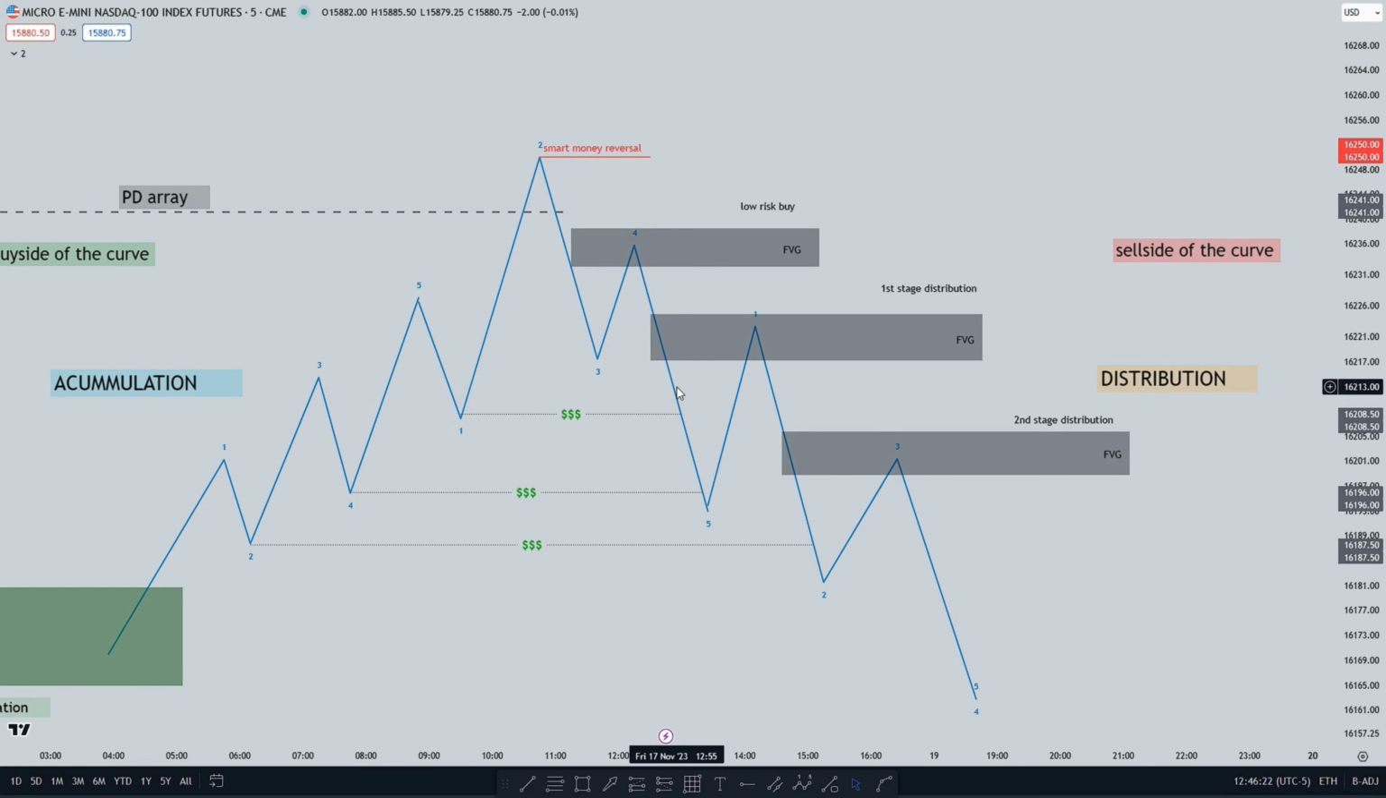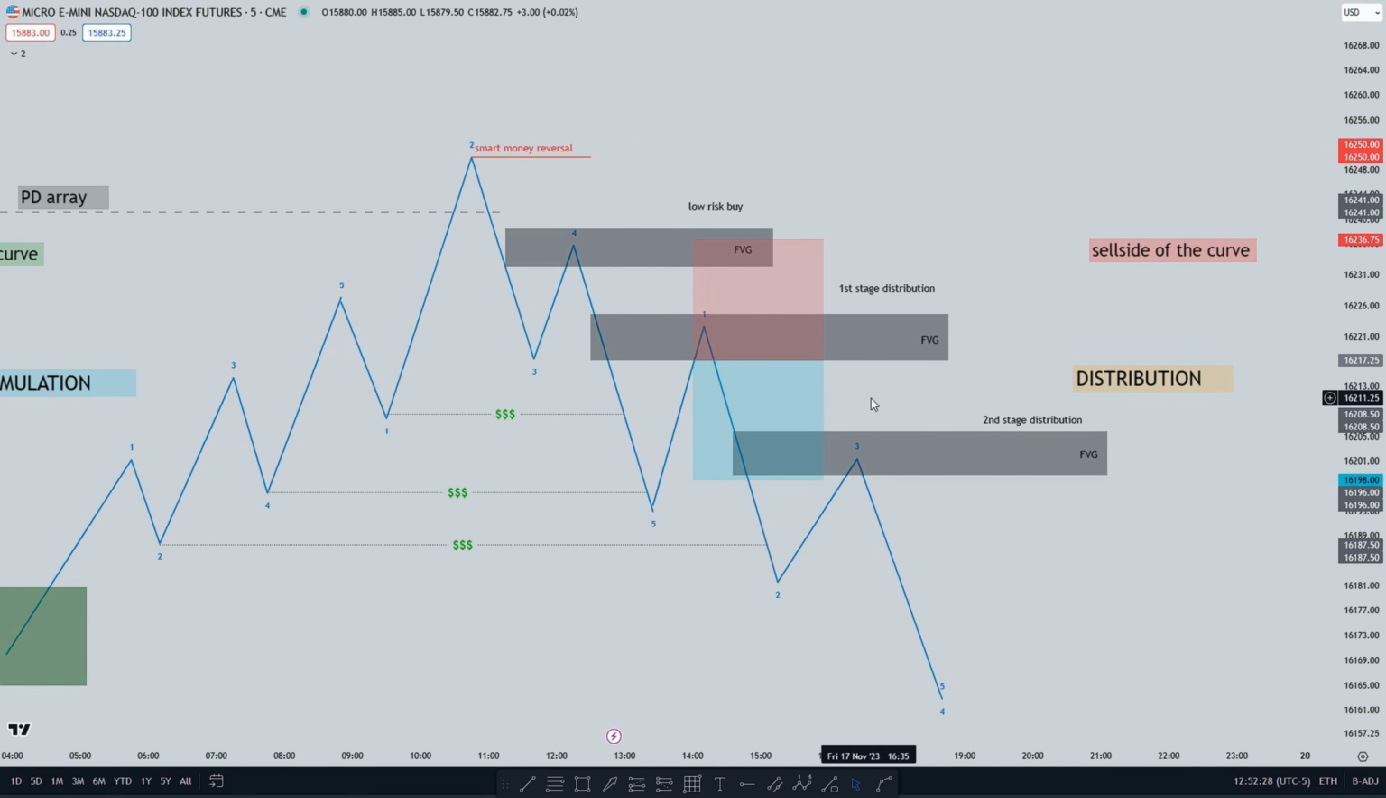The first stage distribution fair value gap is also a great trade entry because we have made a shift in market structure. That shift in market structure means the trend is on our side. And whenever the trend is on our side, there's a higher probability for the trade working. If you wanted to take a trade entry at the first stage distribution fair value gap, it would look something like this.